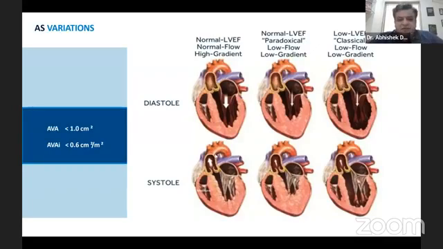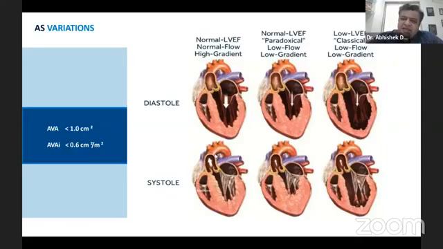Besides having a normal EF and a high gradient, we can have paradoxical low-flow, low-gradient aortic stenosis. In this one, the patient's ejection fraction is normal, but because of severe concentric LVH, the LV cavity becomes smaller, and as a result the stroke volume is less. So the opening of the aortic valve is less. Because the LV does not have enough volume, we are not getting a higher gradient, because the flow passing through that stenosed valve is not too much. That's why it's important to check your stroke volume whenever you are doing an echo of a patient with severe aortic stenosis.